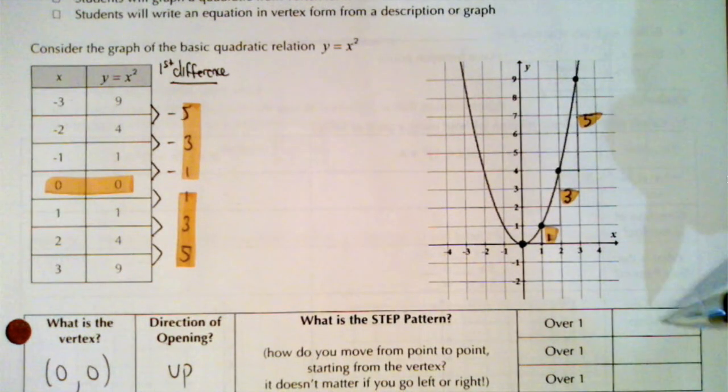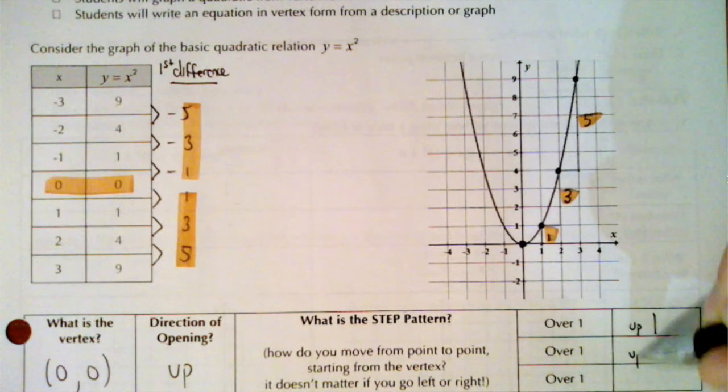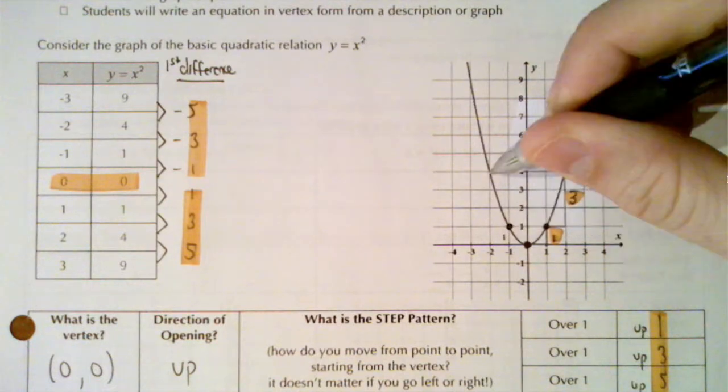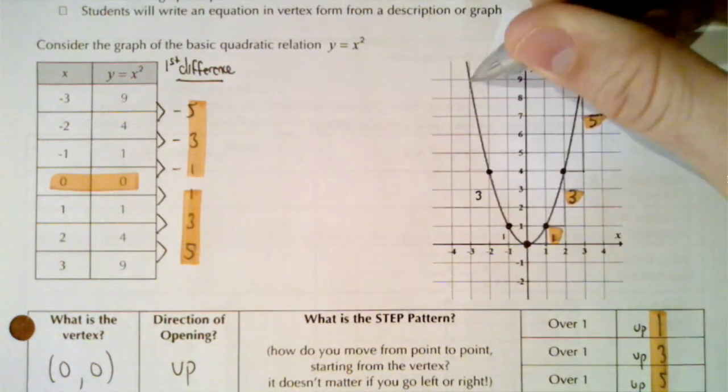Over 1, up 1, over 1, up 3, and over 1, up 5. 1, 3, 5. In fact, if you do that on both sides, you get the same steps. Over 1 to the left, up 1, that's another 1. Over 1, up 3, there's your 3, and over 1, up 5, there's your 5. Same steps, 1, 3, 5. So using those steps, we can graph a parabola, if you remember 1, 3, 5.